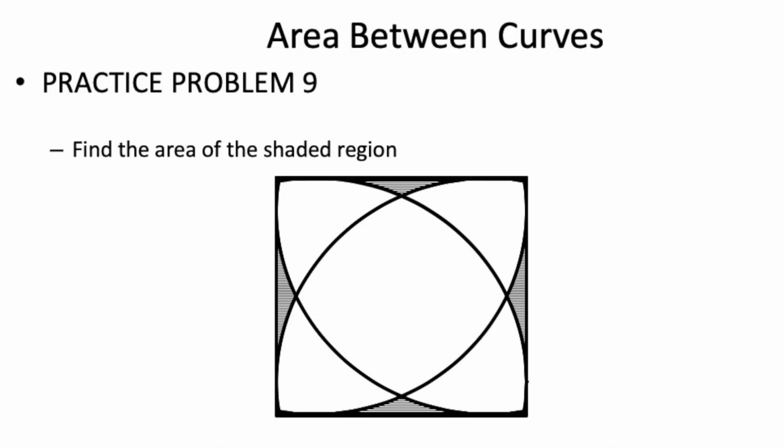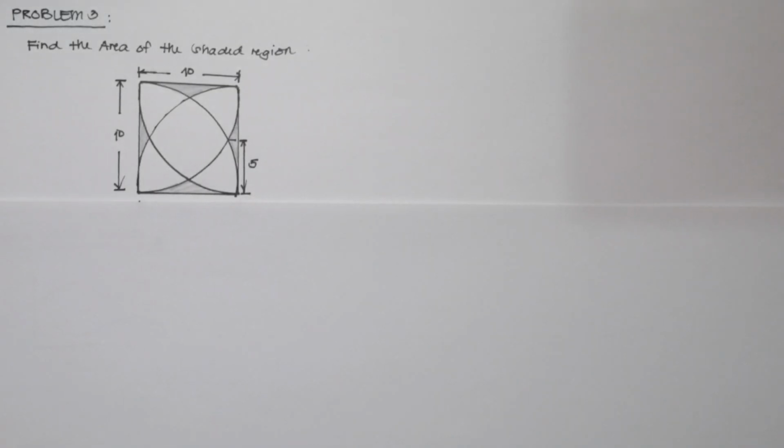So as you can see, we are asked to find the area of the shaded region. This problem can also be solved by the principles of plane geometry. But for me, it will be easier if we are going to use integral calculus. So let us proceed to the problem.